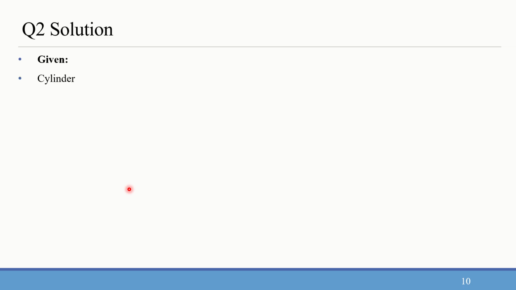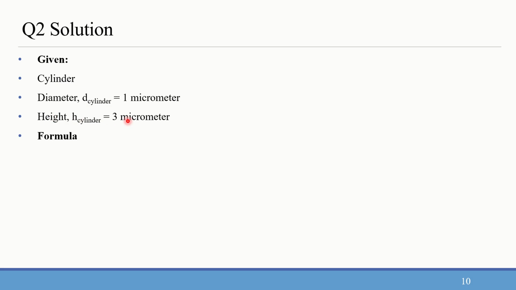So first, let us write what is given. It is mentioned that the particles are cylindrical in shape, and the diameter is given as 1 micrometer. So we are writing the diameter of the cylinder as 1 micrometer, and the height of the cylinder is given as 3 micrometer.